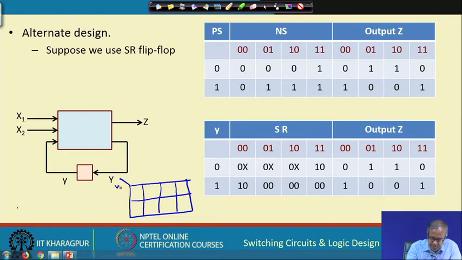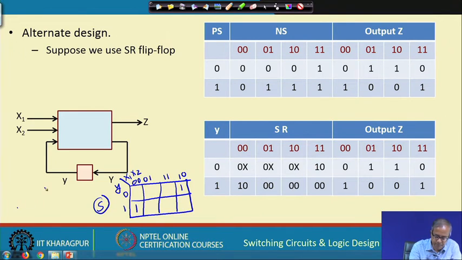Let us construct the map with y here, and on this side it will be x1 x2. So, it will be 0 0, 0 1, 1 1, 1 0. This is for S, okay? Let us say this is for S. S is the first one, first 0 1. So, you only note down the ones, and these two ones are there. For S, there is a 1 here and a 1 there.